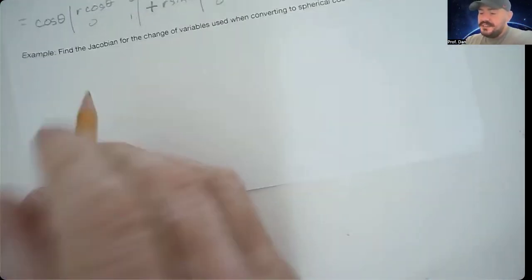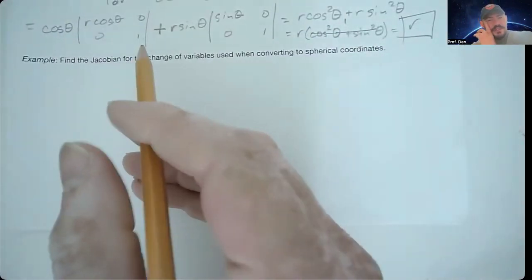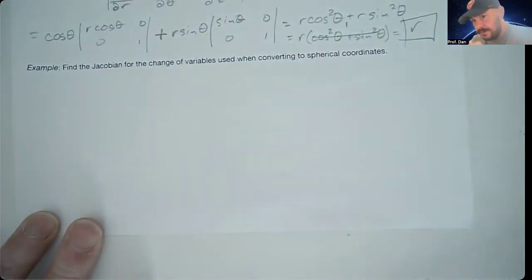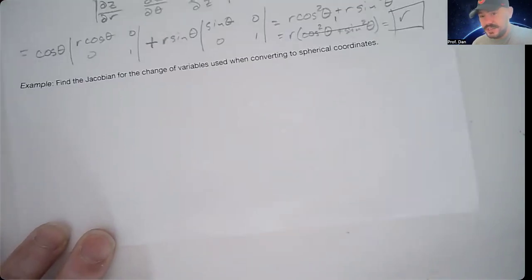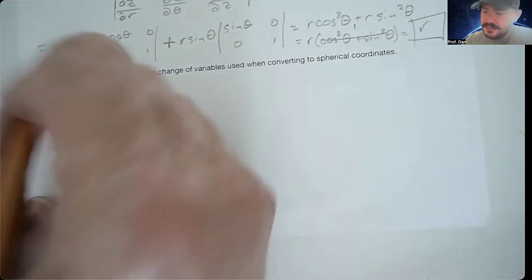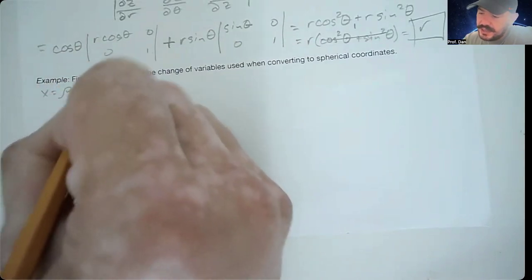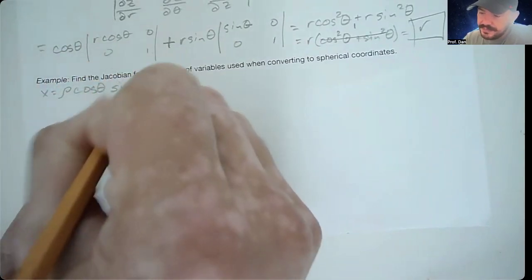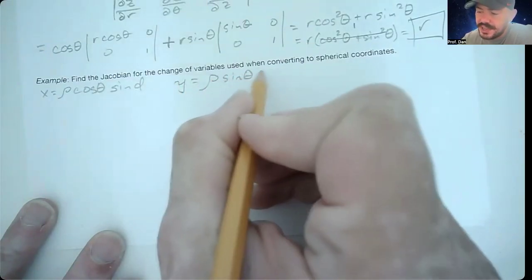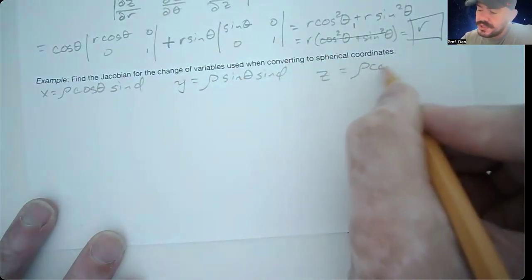Then the last one, well, not the last one, but the last common one. We want to find the Jacobian for the change of variables used when converting to spherical coordinates. So this one, again, we already know what the answers are going to look like, but I do want to go and show you the setup. So for this, we know that x is equal to rho cosine theta sine phi. We know that y is rho sine theta sine phi. And we know that z is rho cosine phi.